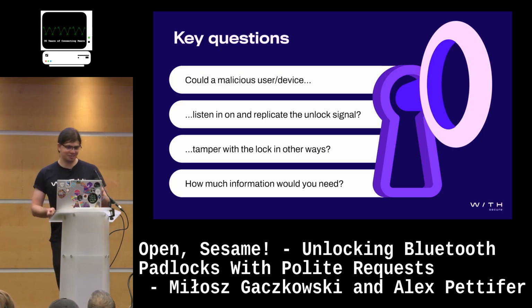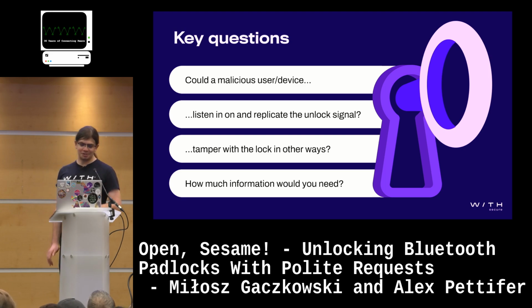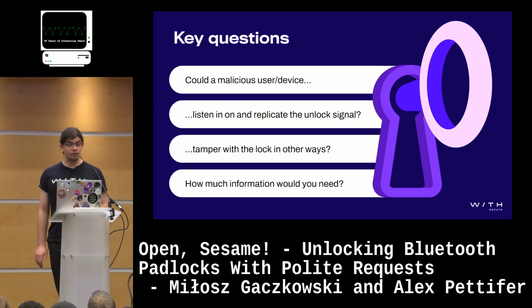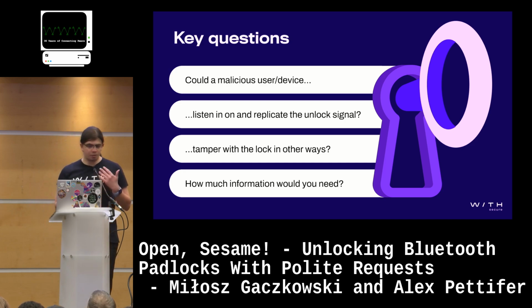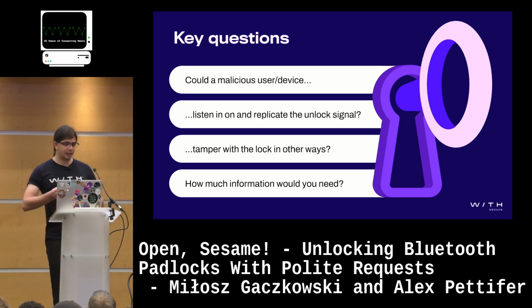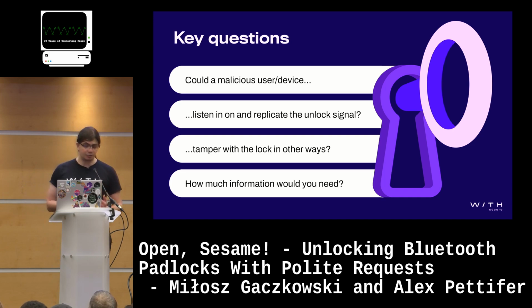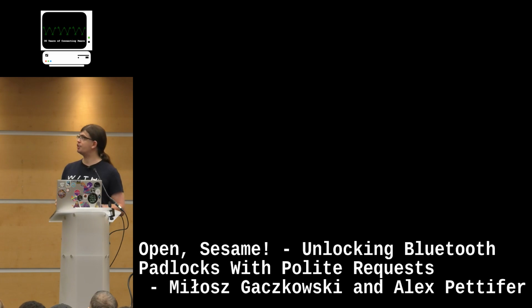Our key questions are to find out whether a malicious user or device could listen in on and replicate the unlock signal of a lock. Whether they could potentially tamper with the lock in any other way. So can they communicate with the lock and tell it to do something that it isn't supposed to do? And crucially, how much information an attacker might need to perform this attack.